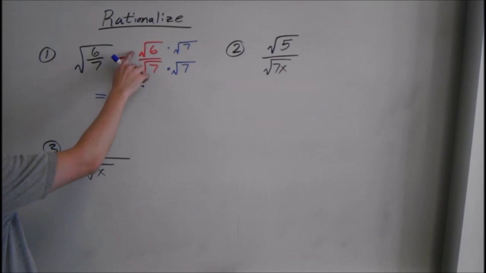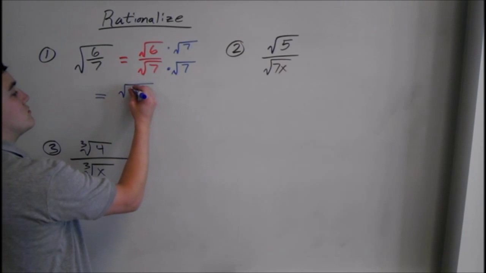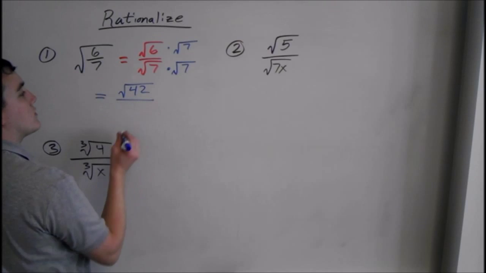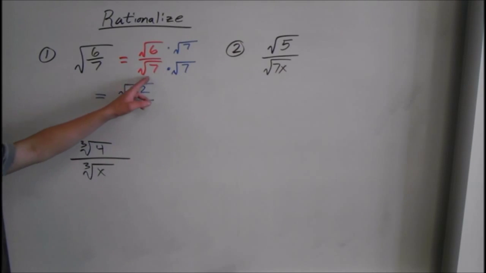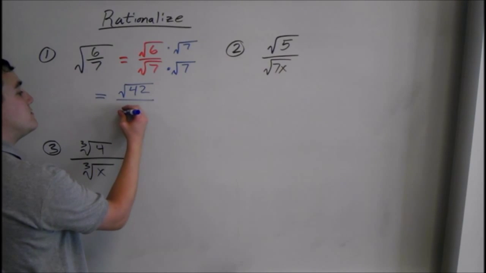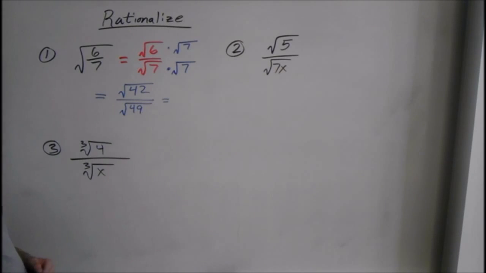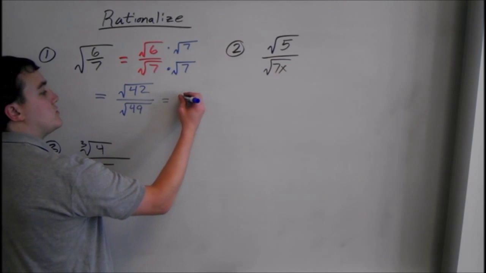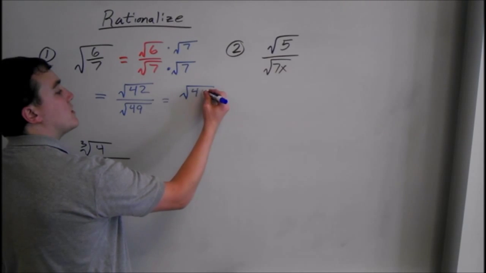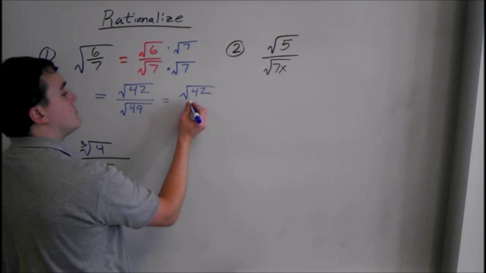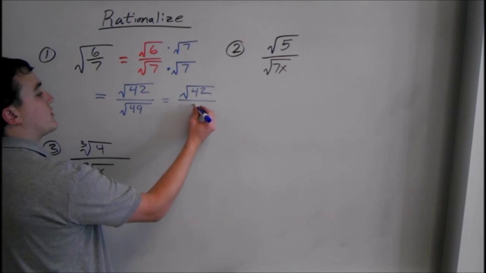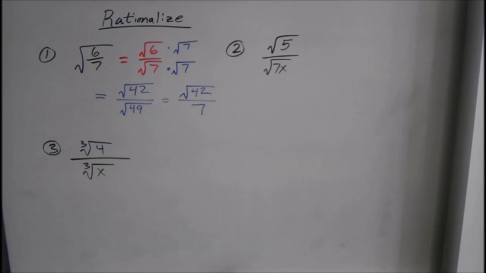We would get the square root of 6 times 7 is the square root of 42 over square root of 7 times 7 is the square root of 49. 42 you can't break up. So we have the square root of 42 over square root of 49 is 7.